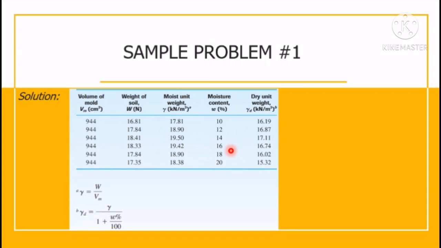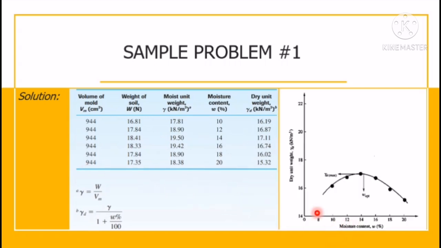So, we repeat the process in order for us to get the moist unit weight and the dry unit weight. So, these results are plotted in a graph, the dry unit weight versus the moisture content. So, itong dry unit weight natin dito and the moisture content will be plotted. So, 16.19 and 10 is ito. And then, 16.87 and 12 is ito, and 14 and 17.11, 16.74 and 16 is this one, and then 16.02 and 18 is this one, and 20 and 15.32.